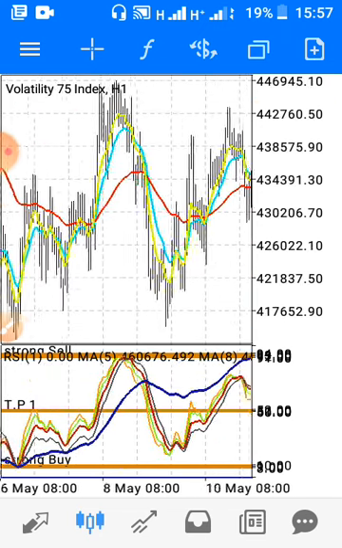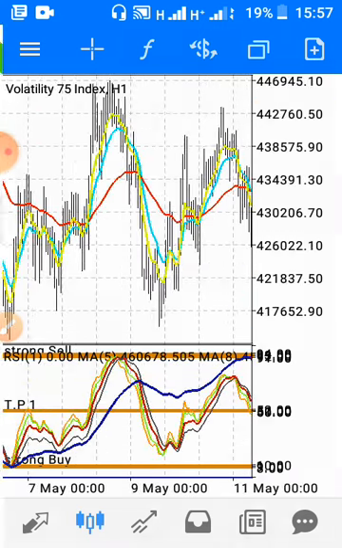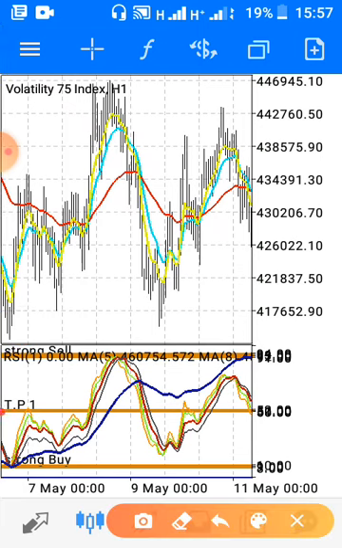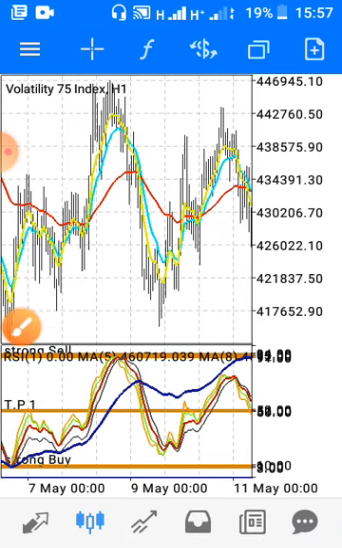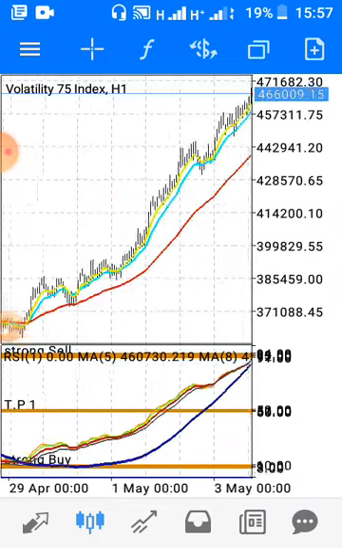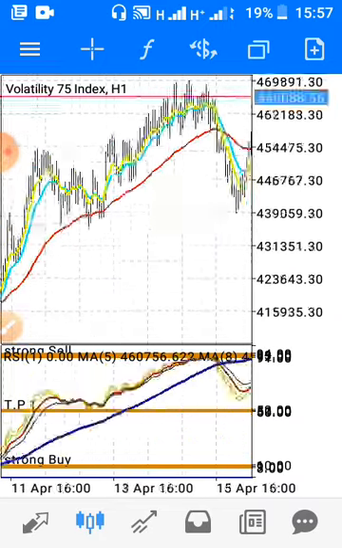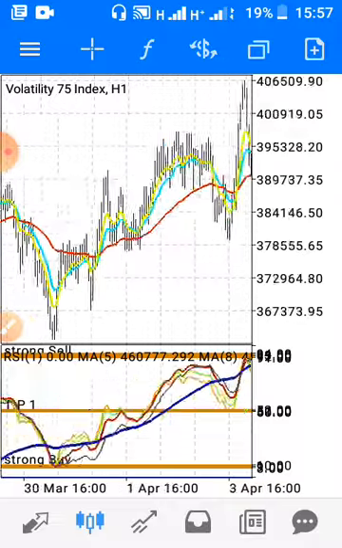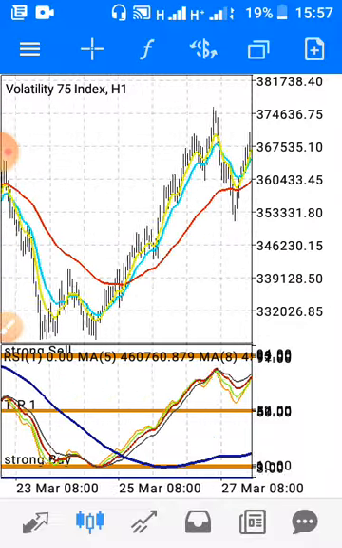The take profit 1 again on this line, as you can see on this line right there. Then you're good to go. Now I want to show you other examples of your buy, on where to buy and where to sell.